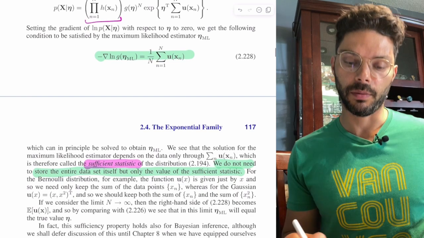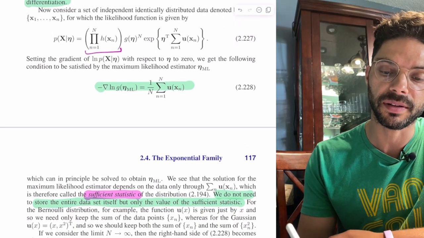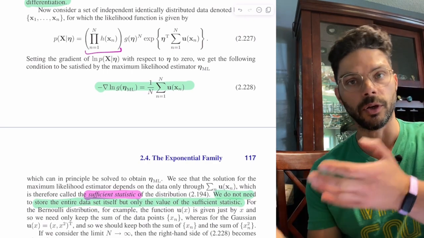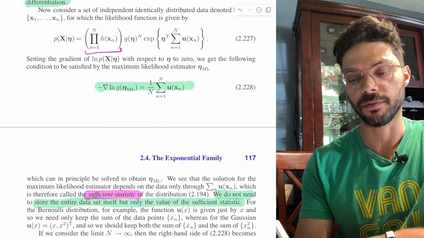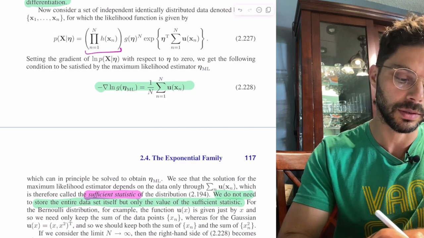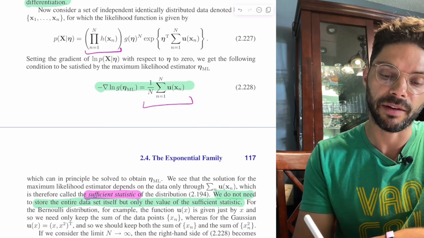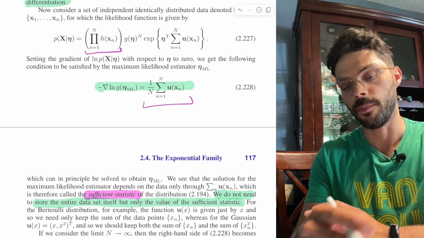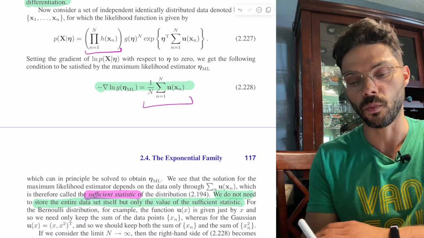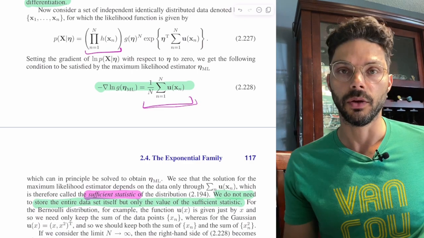Okay, which can in principle be solved to obtain eta of ML. So the point is that we don't necessarily have a closed form, but you can use some numerical techniques if you need to figure out what eta ML corresponds to. You have this number you'll get from your data, and you have the form of g. So you'll just need to figure out which eta, where its gradient equals this particular value, which you can do using numerical techniques if you need to.